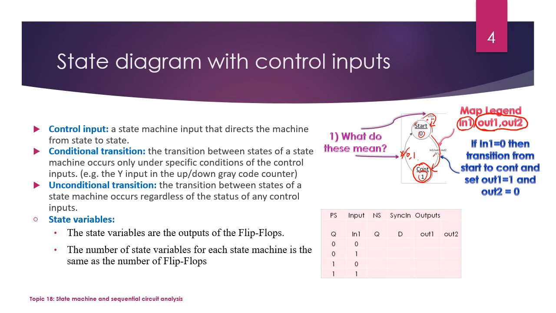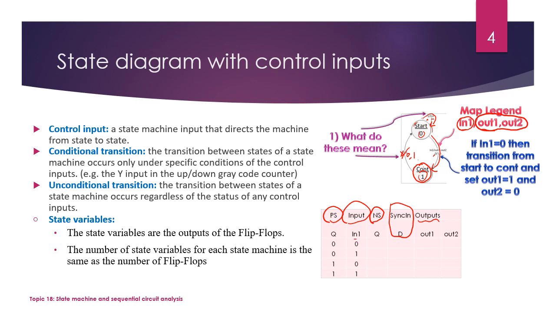So once we know the state diagram, we can figure out the state transition table. Okay, so let's see. PS means present state, NS means next state. Input is the control input, and we have two outputs here. The synchronous input here basically depends on which flip-flop you want to use for this state machine. So here we use the easiest one, a D flip-flop.